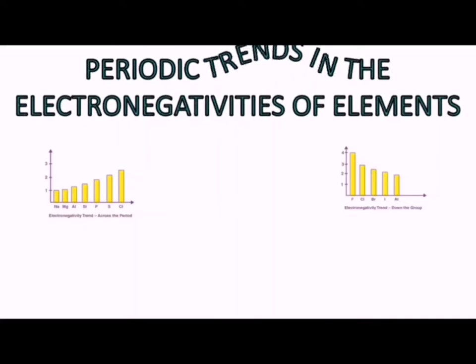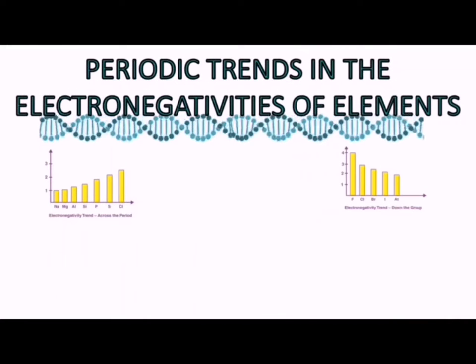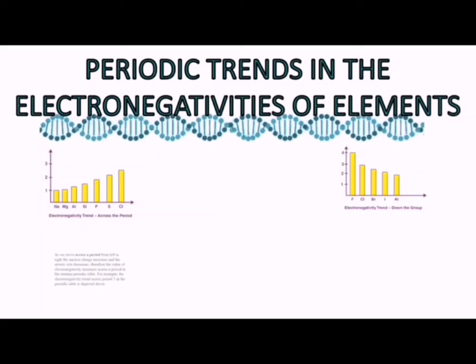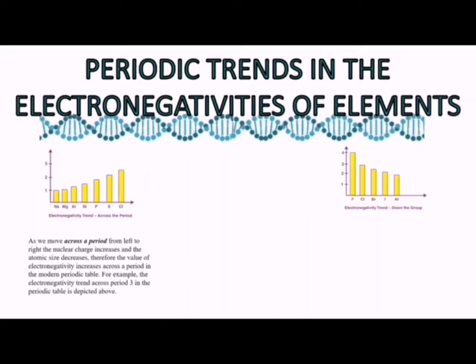Moving on to periodic trends in the electronegativity of elements. As we move across a period from left to right, the nuclear charge increases and the atomic size decreases. Therefore, the value of electronegativity increases across a period in the modern periodic table. For example, the electronegativity trend across period 3 in the periodic table is depicted above.